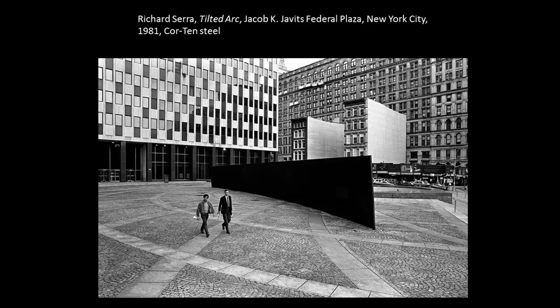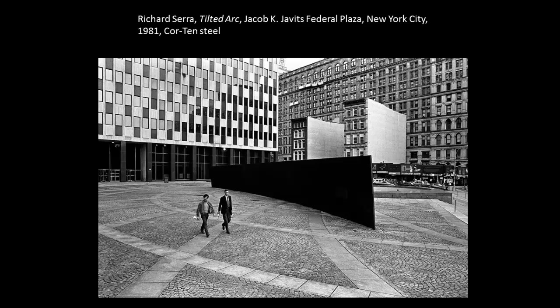I'm showing you Richard Serra's Tilted Arc in its original position in the Jacob K. Javits Federal Plaza in New York City. It dates from 1981 and is made out of Corten steel. And Serra still works in Corten steel. I went to one of his exhibitions at the MoMA 6 or 7 years ago, and it was all Corten steel sculptures. So here we're seeing a monumental minimalist sculpture, and again, very site-specific.